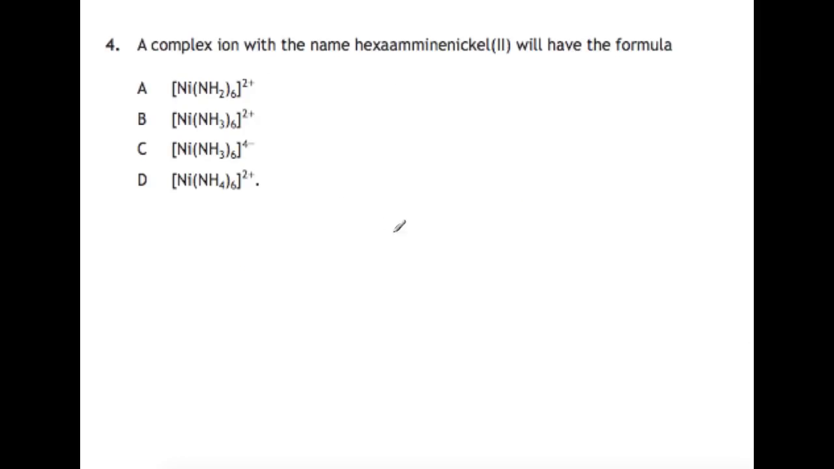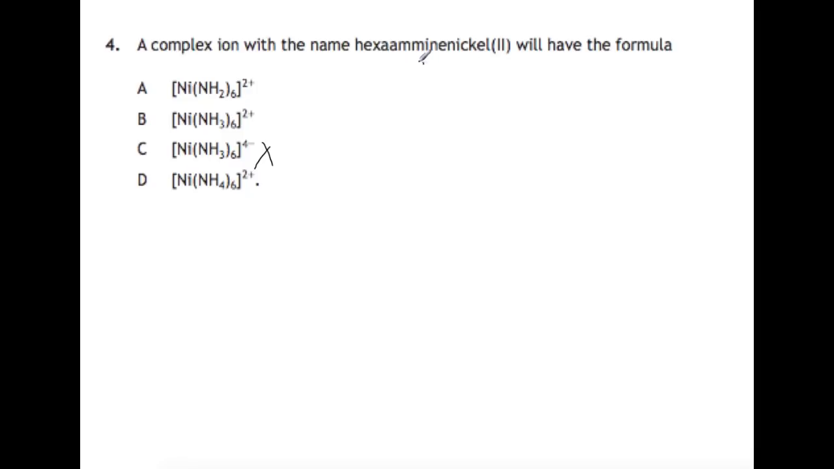For this question we're trying to write the formula for the name of a complex ion. So we've been given the name here, hexaammine nickel(II). The first thing we need to do is to work out what the charge on the complex ion would be. As this ends in nickel and not nickelate, then it must be positive as our charge, so C cannot be the answer.